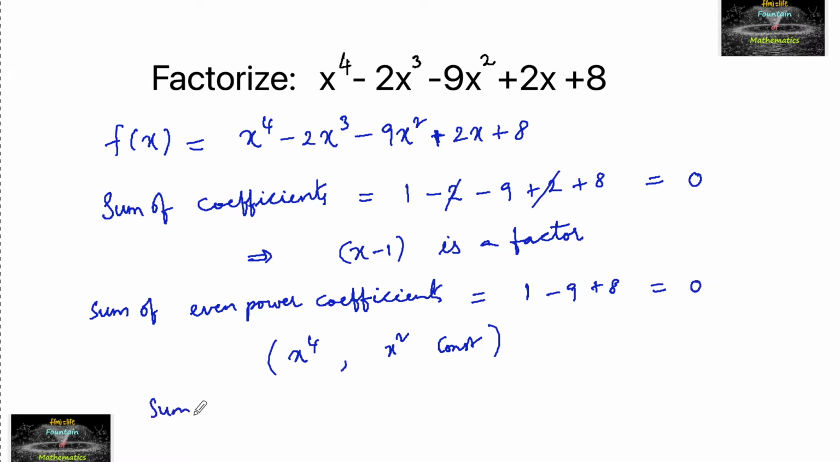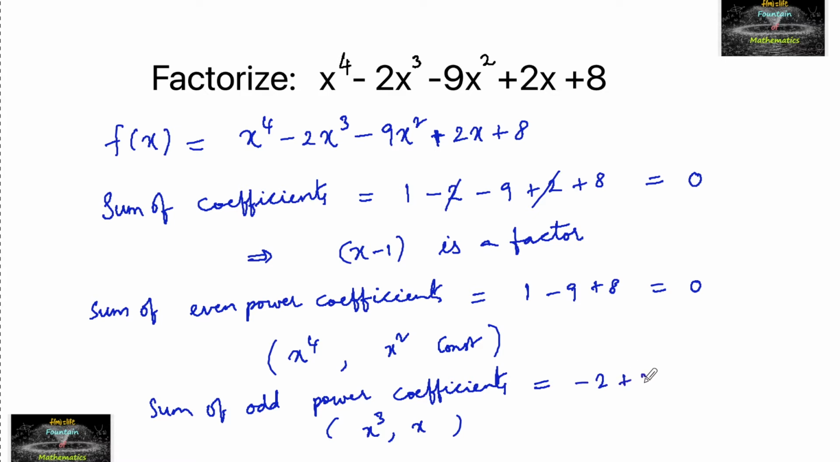And similarly, the sum of odd power coefficients. Here the odd powers are the x power 3 term and the x term. The x power 3 coefficient is minus 2 and the x term is plus 2, so minus 2 plus 2 is 0.